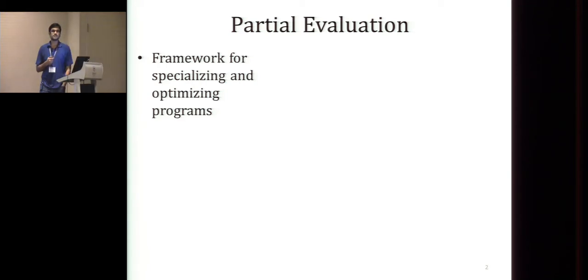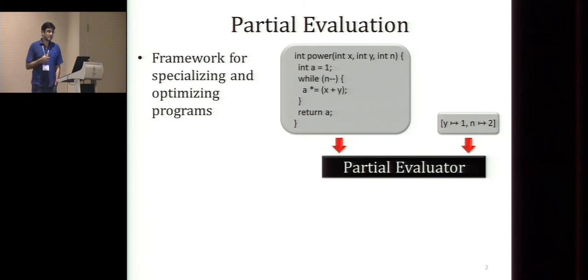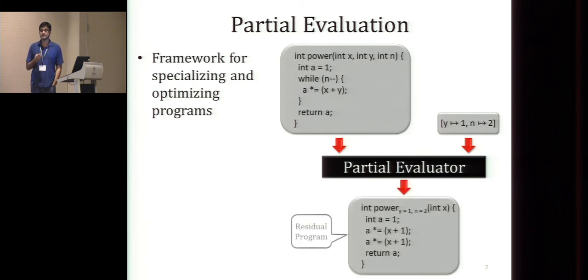Partial evaluation is a framework for specializing and optimizing programs. The idea is, given a program that takes multiple inputs and given values for some of the inputs, the partial evaluator produces a residual program that is specialized or optimized with respect to the input values provided.